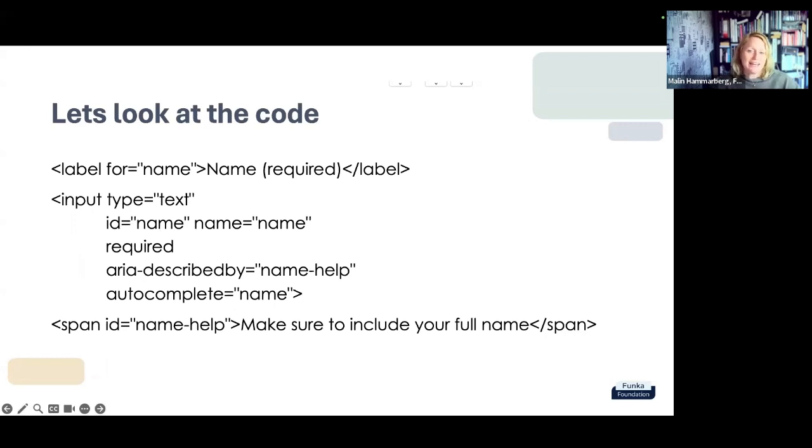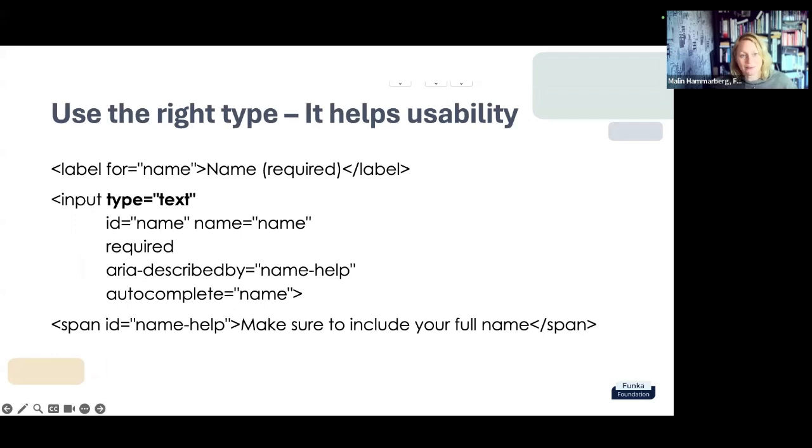So here's a properly marked up name field. It's a lot of code here, so I will just highlight the parts I will talk about. So this is an easy win to use the right type. When you use, for instance, type email instead of type text for an email field, the mobile users automatically get an email optimized keyboard with the @ sign visible, and it's easily accessible. This helps a lot of users.